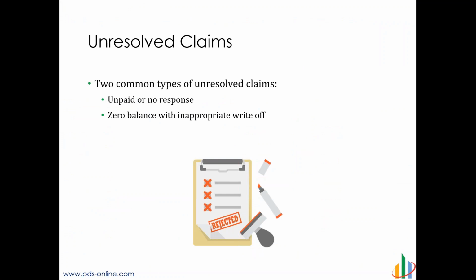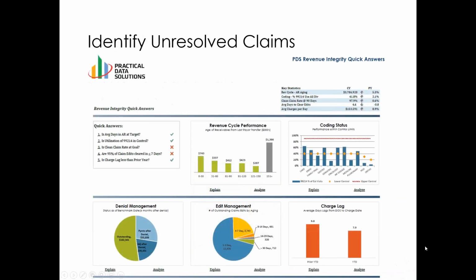So Russell, just another quick example of these hidden denials, unresolved claims, where we have claims that are either unpaid or no response, and zero balances with inappropriate write-offs. So if we were to start looking at these, I'm going to have to start in a little bit different place. On the first one, they're unpaid claims or unresolved claims. I'm going to start with my AR aging.